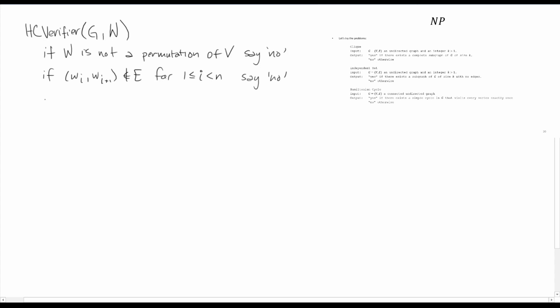We forgot the last step here: we need to double check that Wn connects back up to W1. If that's not in the edge set, we should say no as well. Now I think we've been thorough enough that we can say yes, and we can end our verifier there.